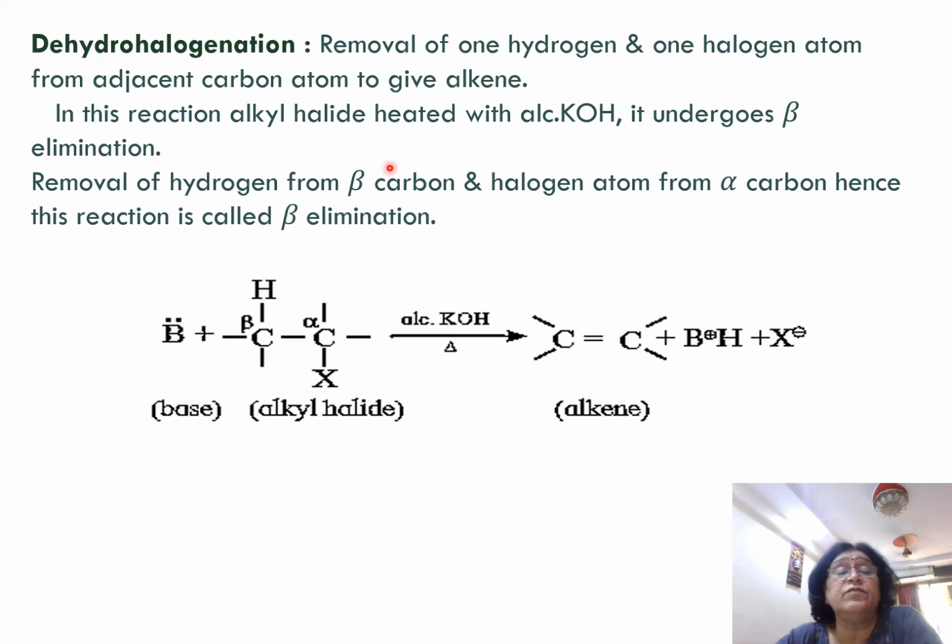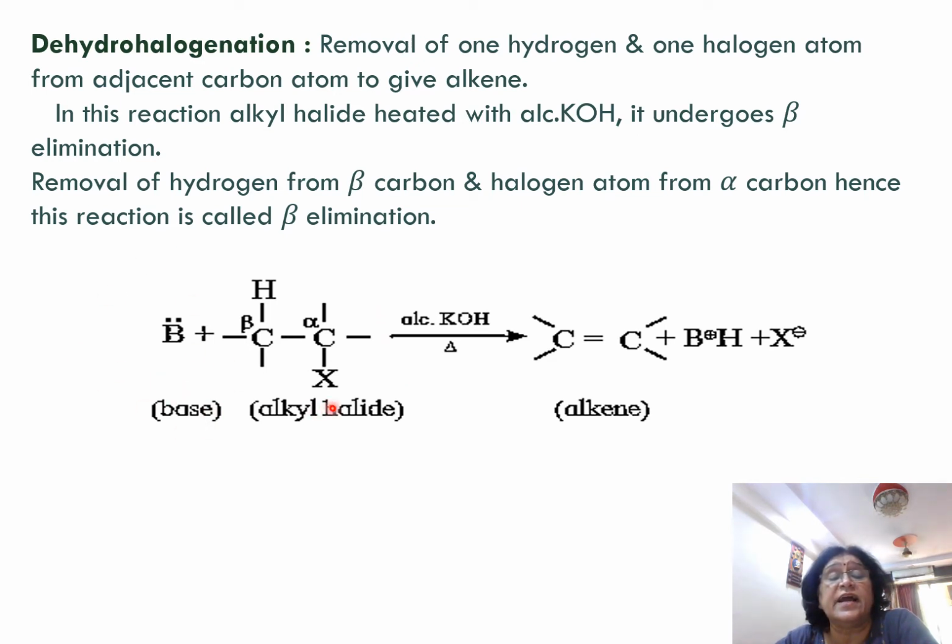So what do we say? Removal of one hydrogen and one halogen atom from the adjacent carbon atoms to give alkene is called dehydrohalogenation. This reaction takes place in the presence of alcoholic KOH and heat. These two are important things: alcoholic KOH and heat. Alcoholic KOH provides OH ions that are bulkier and they are called a base.